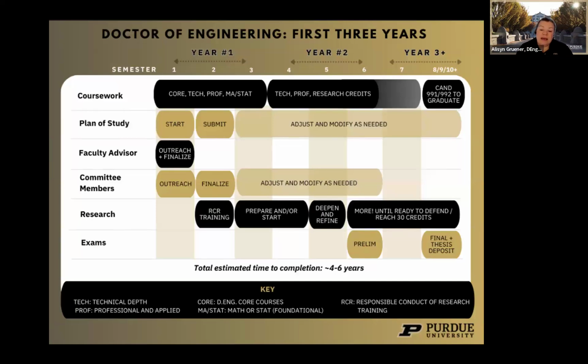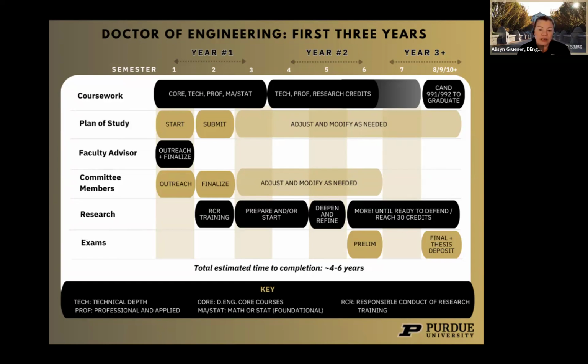In terms of the timing of the program, this is a little snapshot of everything you'll be working on in your first 3 years of the program. We expect that it will take you somewhere between 4 to 6 years to complete the program. So this is a lengthy commitment that you're signing on to. It's because you're taking it online and part-time. You move a little slower through the program.